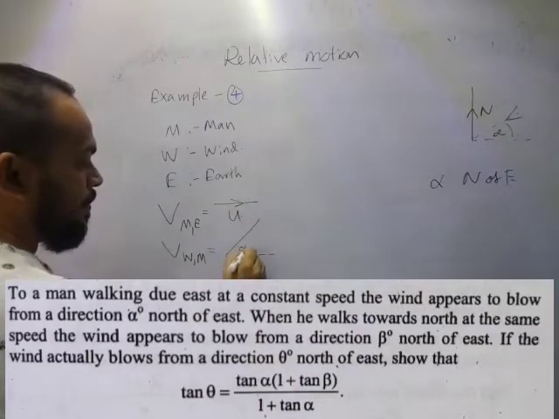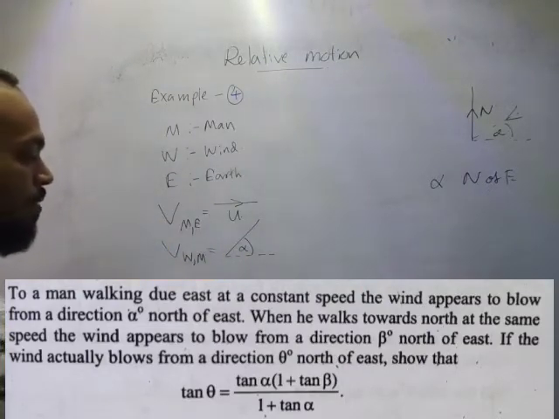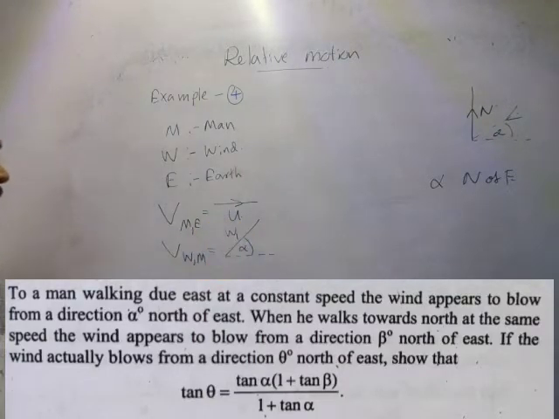Okay, alpha. It appears to be. Now here also they are mentioning only the direction, not the magnitude. We don't know the magnitude of the wind. So let's call it W1. This is the first scenario.